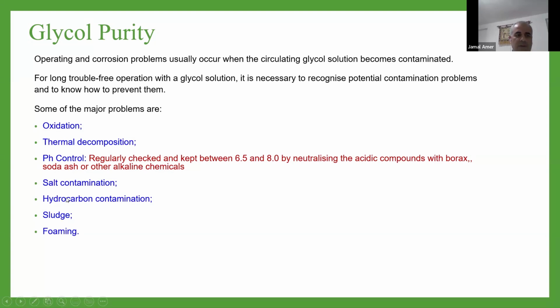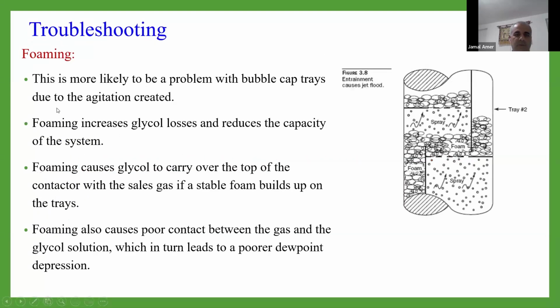All these problems will be explained in detail during the course. So I take one example here, foaming. What will happen in foaming? Foaming is most likely to be a problem in the bubble cap tray. In the bubble cap tray, foaming has more chance to form. Foaming increases glycol loss and reduces the capacity of the system.